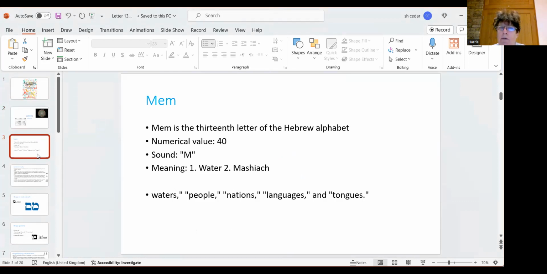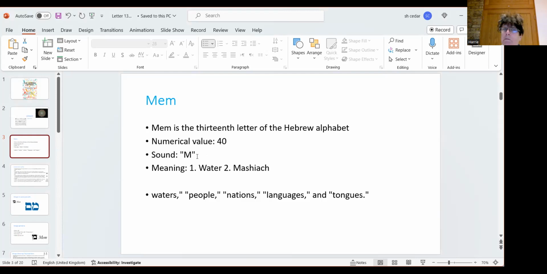It's got a numerical value, though, of 40. As you know, after 10, it goes in tens. So it goes 1, 2, 3, 4, 5, 6, 7, 8, 9, 10. And then the letters after that go up in tens to 100. And then they go up in hundreds till 400. It's the end of them. So mem is the 13th letter of the Hebrew alphabet. It's got a numerical value of 40.